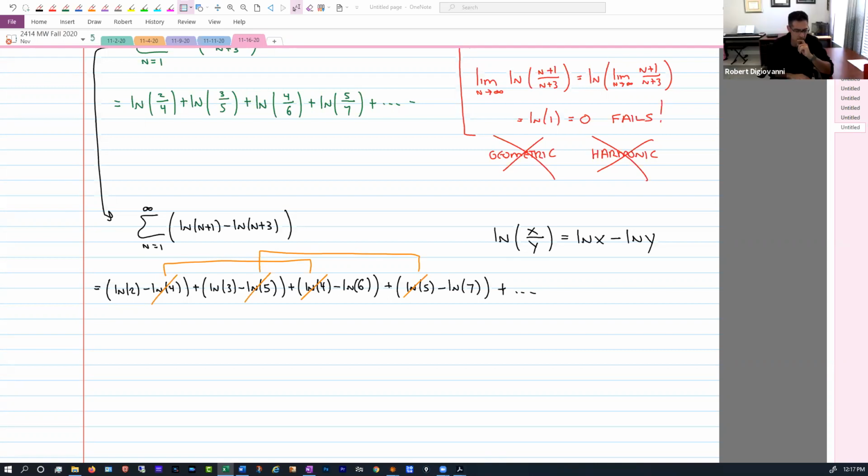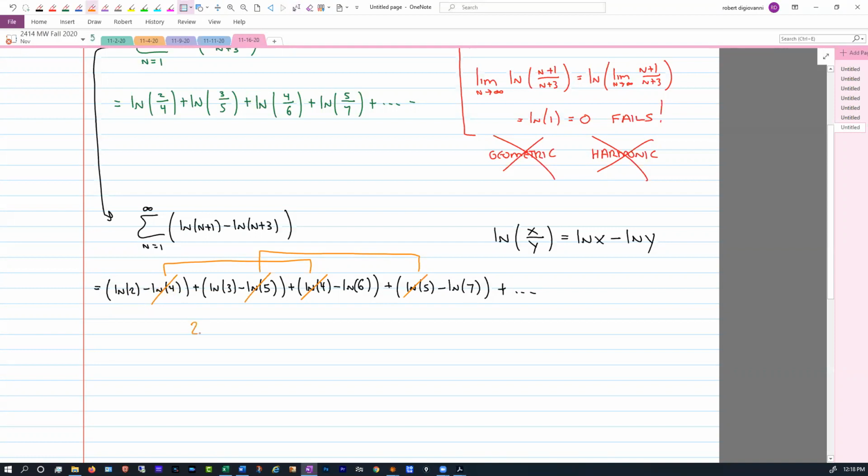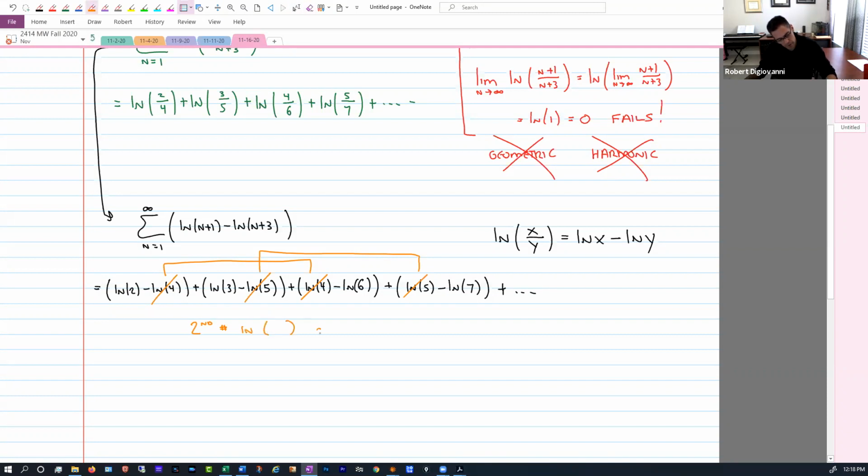Okay. All right. So you see the negative natural log of 4 cancels with the natural log of 4, right? Yeah. Okay. So the negative natural log of 4 is the second number in this parentheses, right? Mm-hmm. Okay. So what we could say is that if you are a second number in a parentheses, you should cancel with, well, look at this natural log of 4. Which number is that in this parentheses?